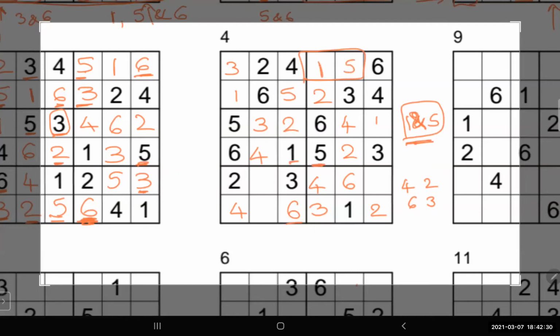You already have 5 here, so this has to be 1. You already have 1 here, so this has to be 5. There's 1 here, there's 1 here, there's 5. That's it. You don't have to again look for where are 1s, where are 5s, and solve it. Since you already solved for 4 numbers completely, you're left with only 2 numbers. This is the easier way to do.